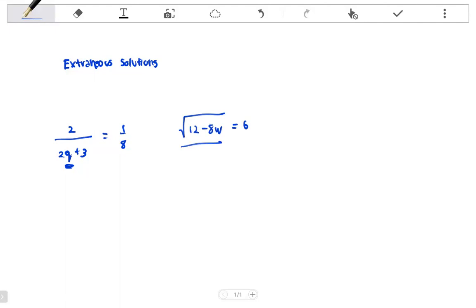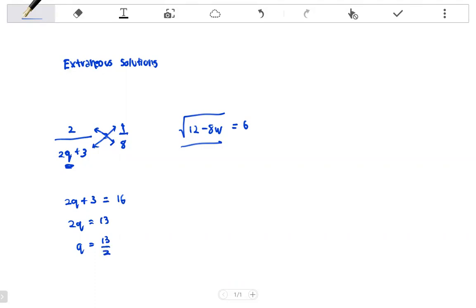Let's try both examples. So how did we say we solve for this? Well, we said cross multiplication, right? Hopefully you guys remember this. (2q + 3) × 1. Well, what is that? Just 2q + 3. What about 2 × 8? 2 × 8 = 16. We can move 3 to the other side, leaving 13. And q is gonna be 13/2.